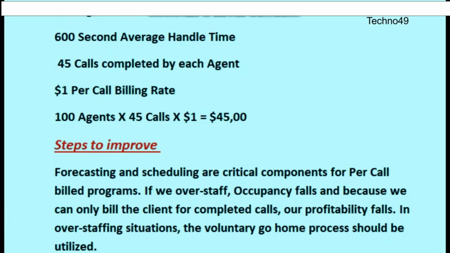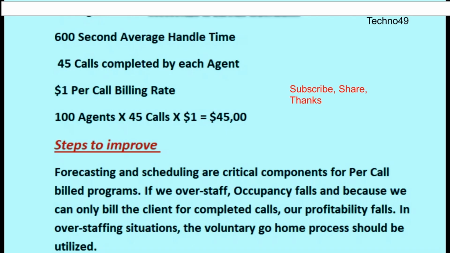I have already made a video on occupancy, so if you haven't seen that video, you can go and check it out to get some more information about occupancy, and that will definitely help you. Apart from occupancy, I have made videos on forecasting and scheduling also, that will help you gauge your understanding of what steps you need for forecasting, scheduling, and occupancy.